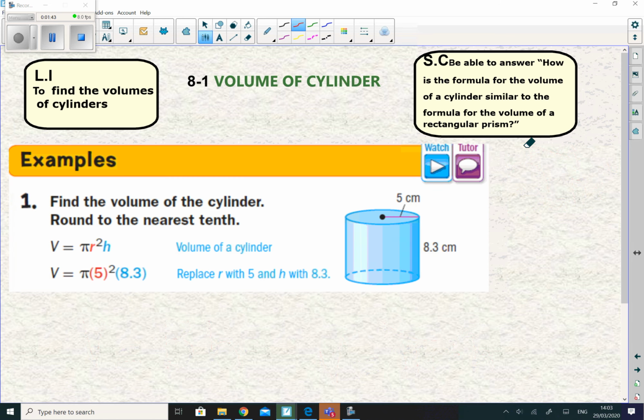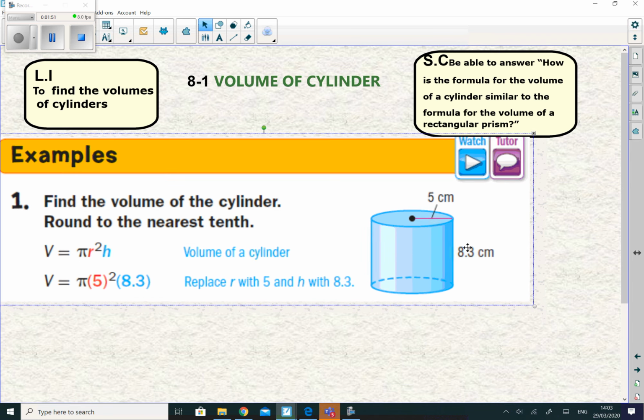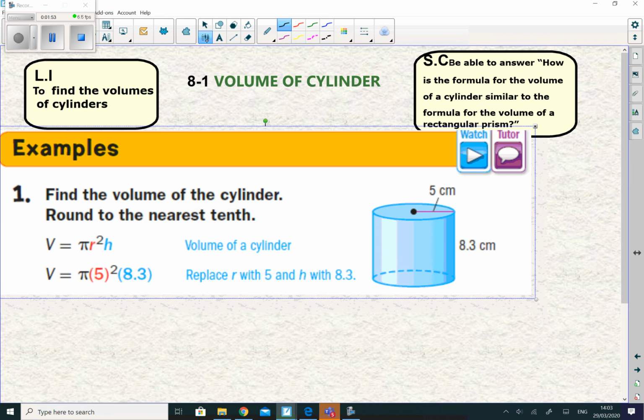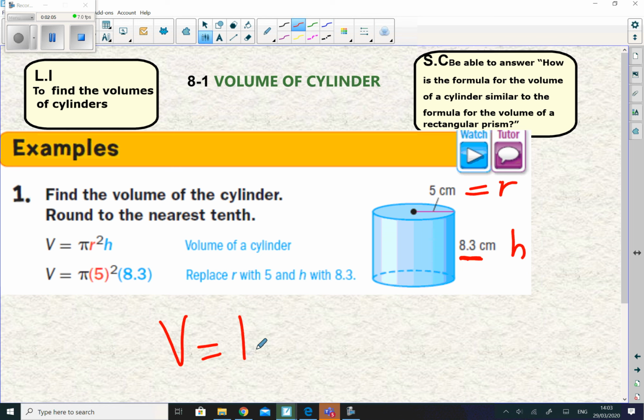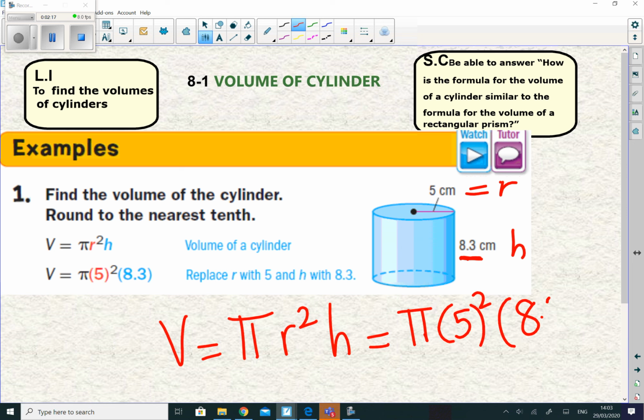So let's take an example like this one. Here I have the radius of the base of the cylinder, which is 5. That's r, and this is the height. So the volume is equal to what? Pi times r squared times height, which is equal to pi, I will leave the pi as it is, times 5 squared, times the height, which is 8.3.